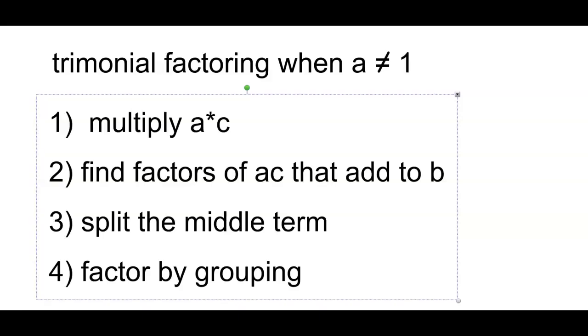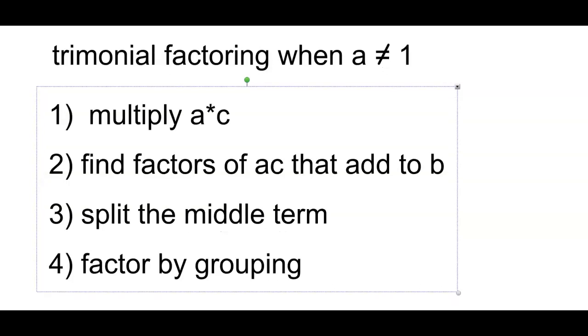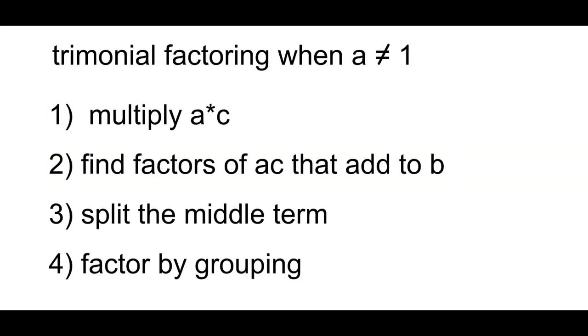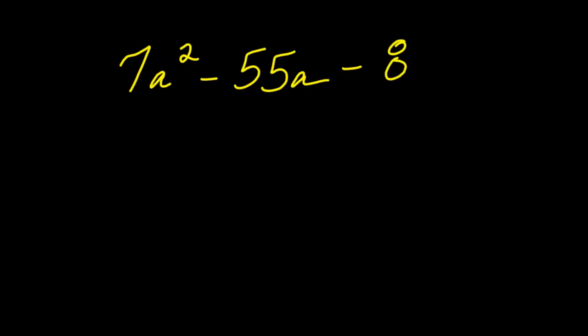Okay, and then trinomial factoring when a does not equal 1. These ones are a little bit more difficult because you have some added steps there. So instead of just looking for factors of c, the first thing we have to do is multiply a times c. And then we want to find factors of that number that add to b. And then we're going to split out our middle term, and we're going to factor by grouping. So what we're doing is we are unfoiling, basically. So here's an example.